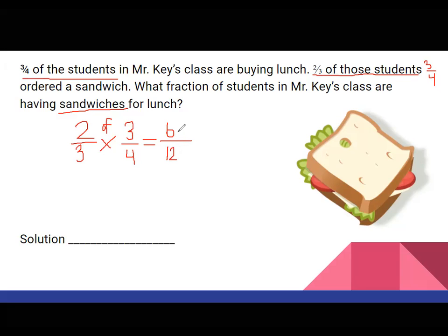Okay, so we want to take a look at this fraction and see if it can be reduced. Well, I know that 6 is half of 12. So I know that I can divide my numerator and my denominator by 6. 6 divided by 6 equals 1. 12 divided by 6 equals 2. So what fraction of students in Mr. Key's class are having sandwiches for lunch? We know that half of the class that is buying lunch is going to have sandwiches.